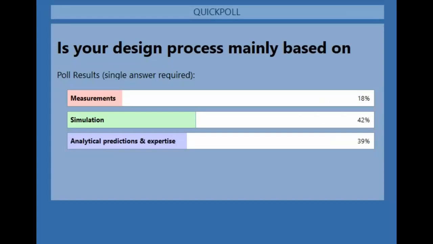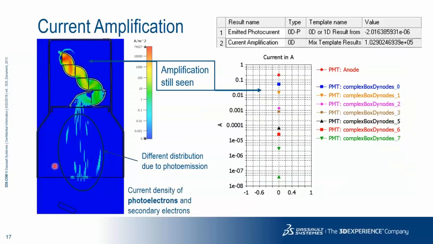We've got an interesting mixture of results there. 18% based on measurements, 42% use simulation mostly, and 39% are going on analytical predictions and past experience. Okay, that was very interesting, and of course for us it would be nice if you all think of simulating, but let's continue what we can do as well here.